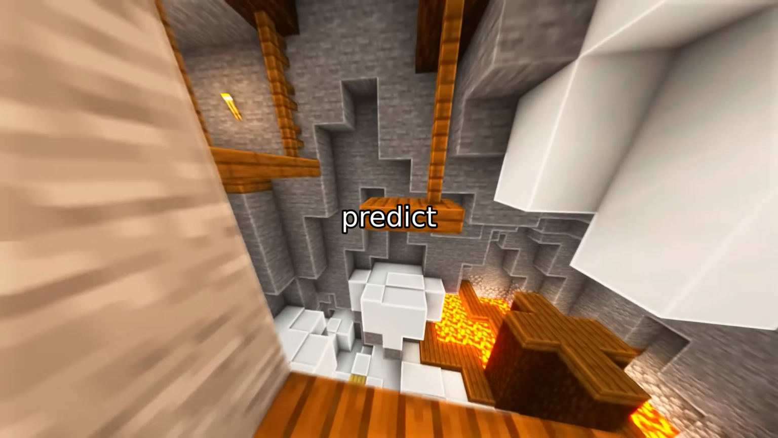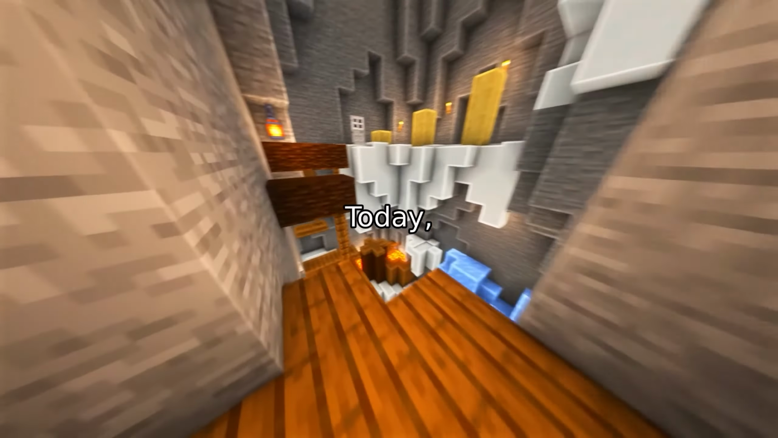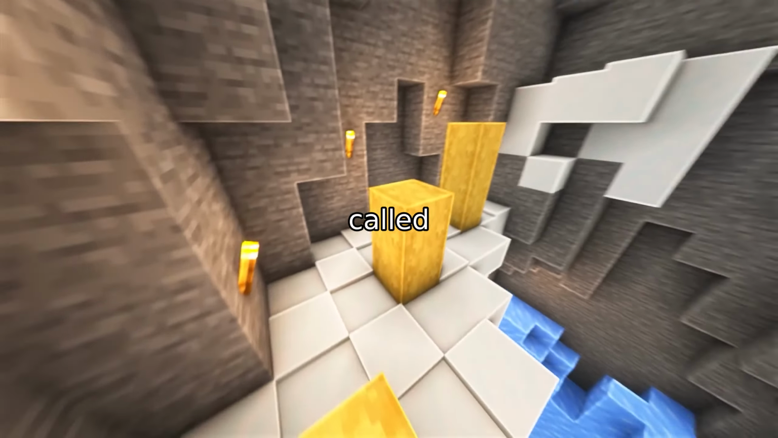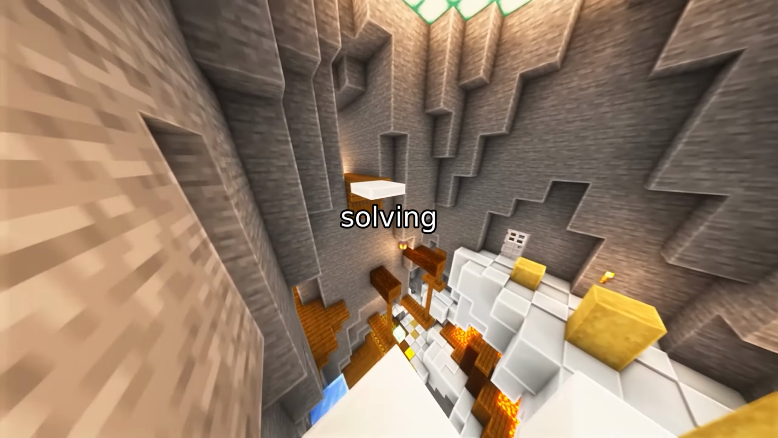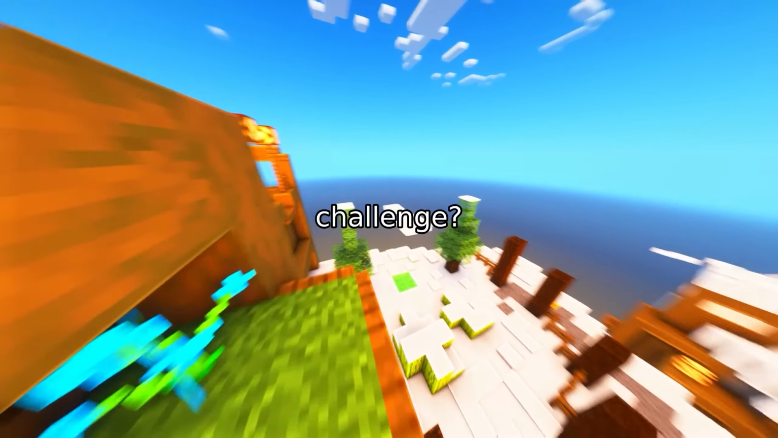Ever wonder how scientists predict weather patterns or model fluid flows with just a few sensor readings? Today, we're diving into a groundbreaking AI method called FunDPS, a game changer for solving complex scientific puzzles. Let's break it down. So what's the challenge?